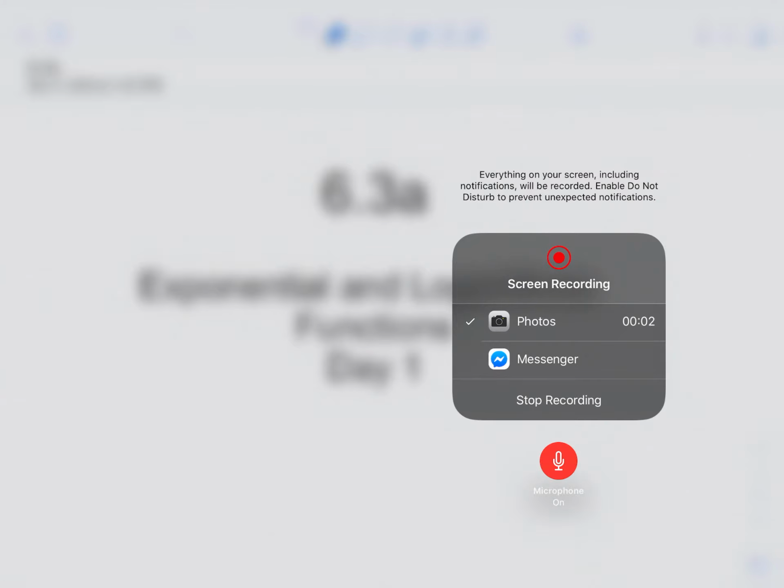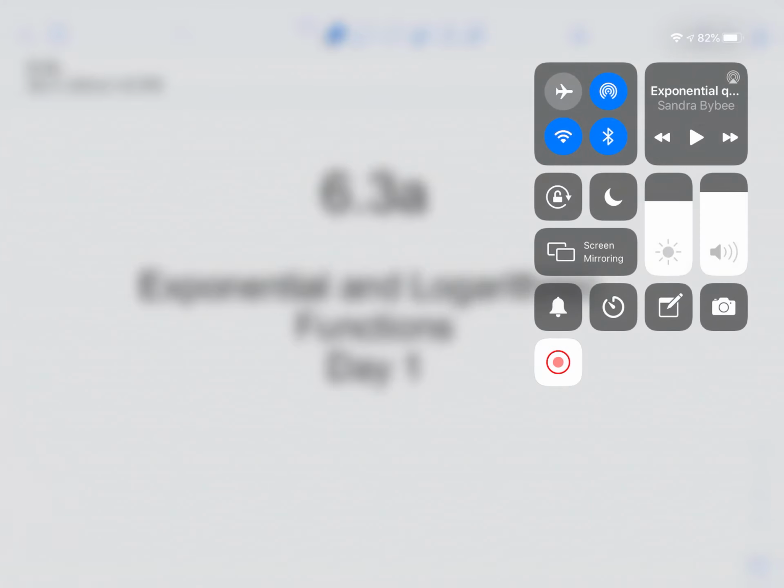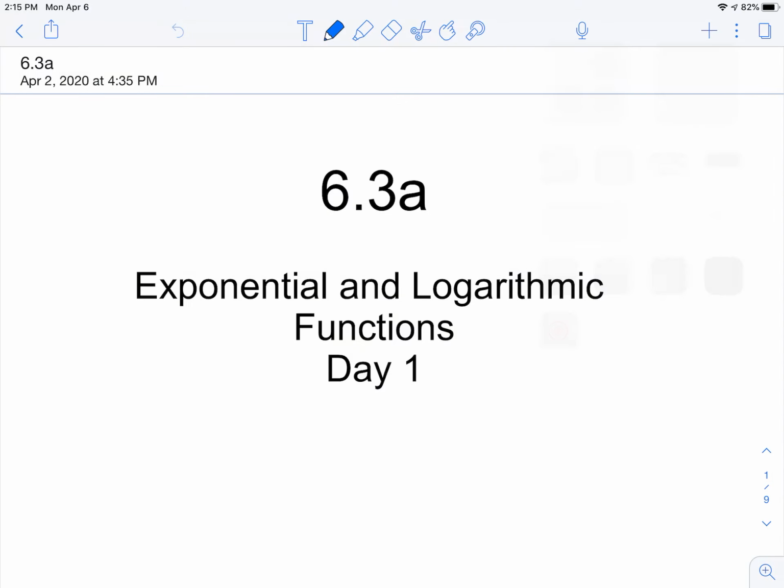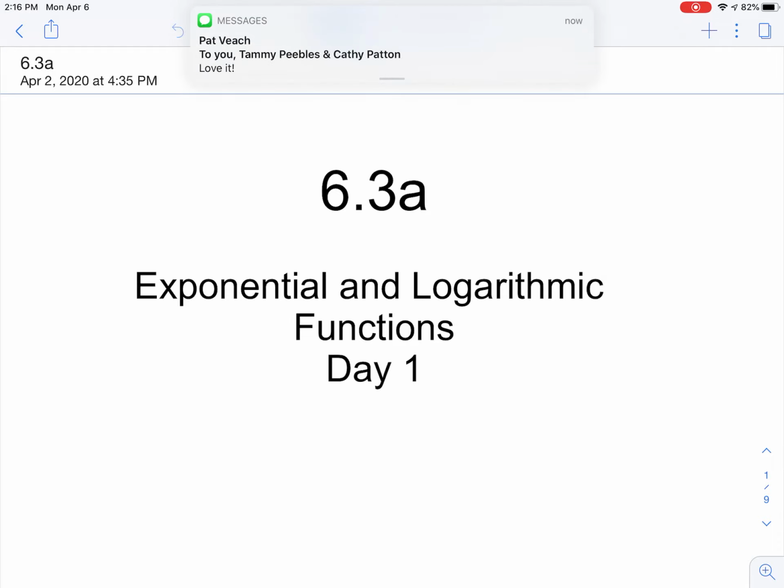Okay, we are back. And we are going to start with changing exponentials to logs.